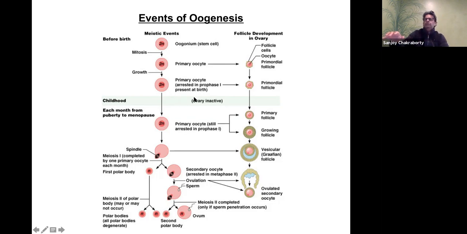Now, in the childhood of that girl child, the ovary is inactive. So from birth to puberty, the ovary is inactive. During that time, a lot of that 1 million prophase 1 stage eggs die. So at the end of childhood, like the beginning of puberty, maybe 400 to 500,000 survive, which is more than enough. So let's do the mathematics first.